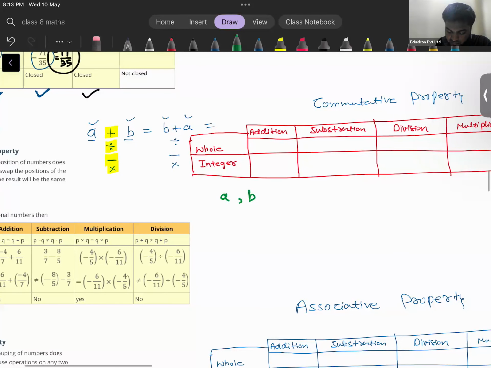Give me two examples of two whole numbers. Can you speak more clearly, please? 17 and 18.